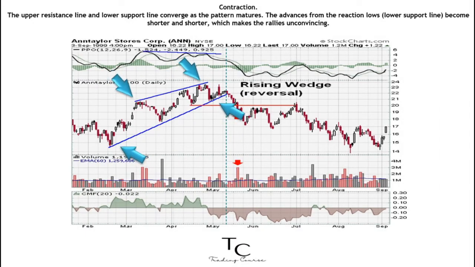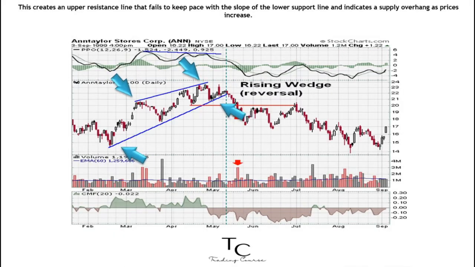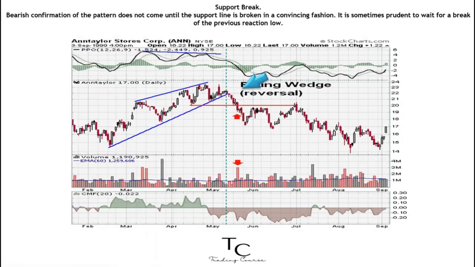Contraction. The upper resistance line and lower support line converge as the pattern matures. The advances from the reaction lows, lower support line, become shorter and shorter, which makes the rallies unconvincing. This creates an upper resistance line that fails to keep pace with the slope of the lower support line and indicates a supply overhang as prices increase.